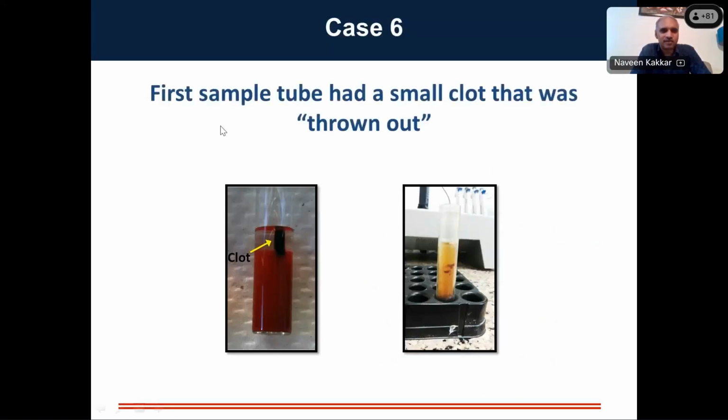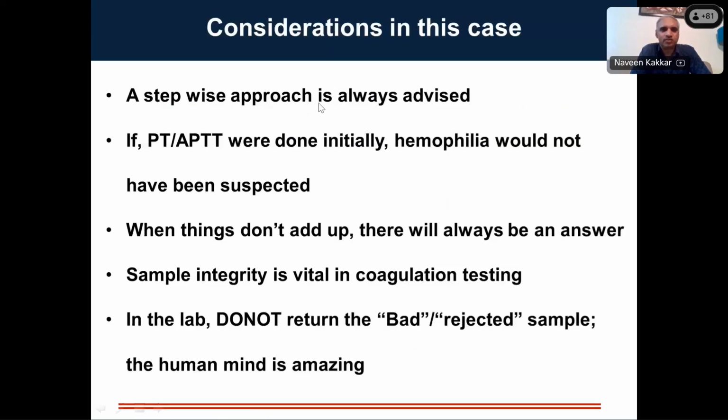So in our case, the first sample tube had a small clot that was thrown out. So important, a stepwise approach is always right. If PT and aPTT were done initially, hemophilia would not have been suspected. When things don't add up, as in this case, there will always be an answer, which was the pre-analytical problem in this case.